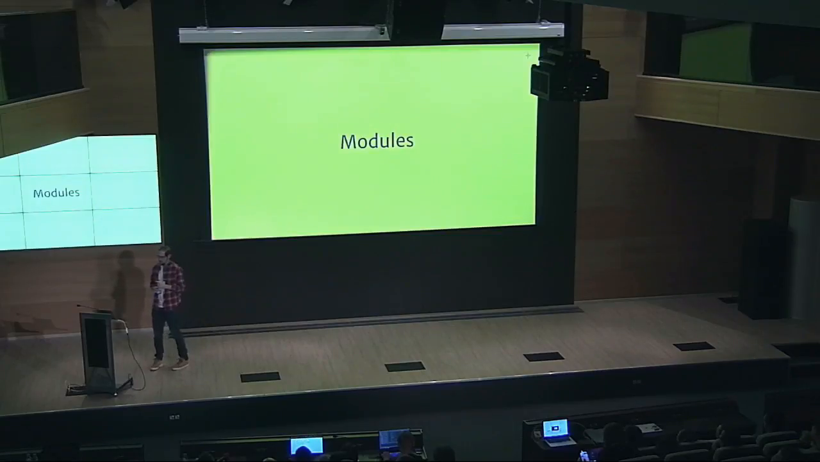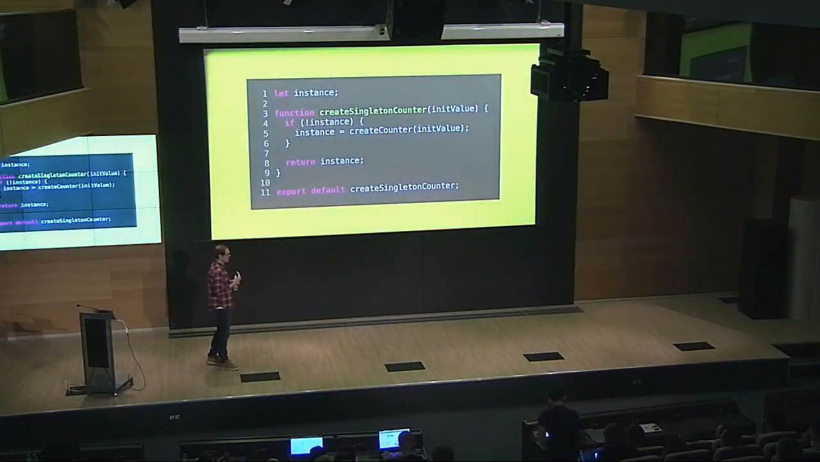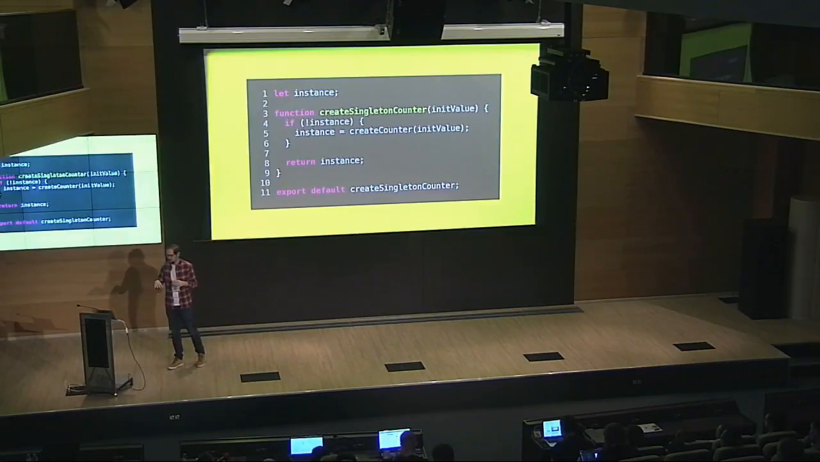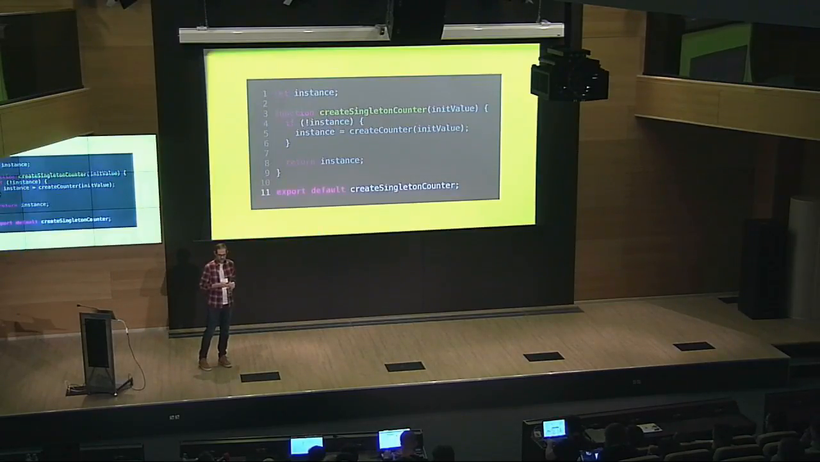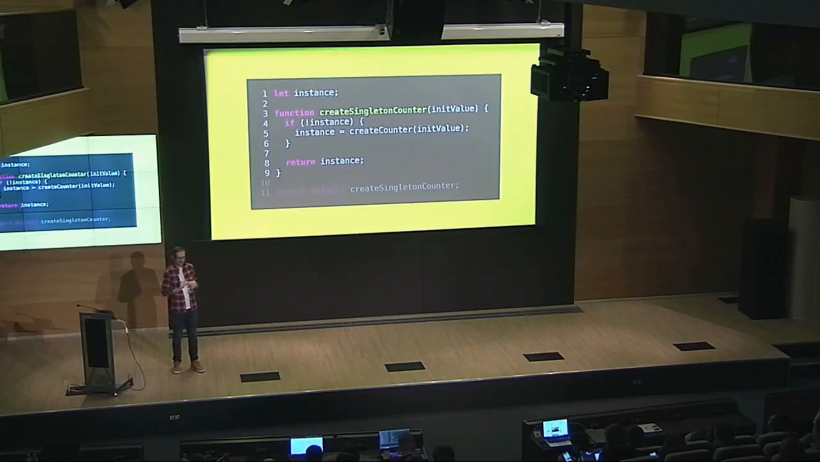Finally, in modern JavaScript, we also have modules, and they provide encapsulation again, and can also help implement some design patterns thanks to that. For example, a singleton. We were actually talking right before this talk with someone that was asking about how we could do a singleton without classes. Well, if you use JavaScript modules, it's as simple as this. There's an 11-line module. The only thing that it exports is the createSingletonCounter function. And what it does is we have an instance constant that is private to the module. Notice that it is not exported, so it cannot be accessed from the outside.